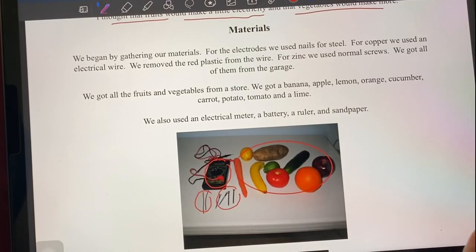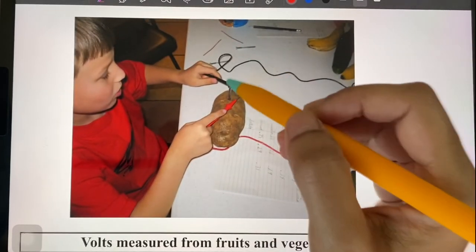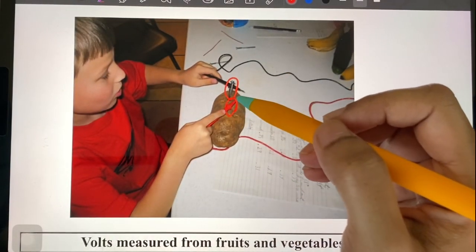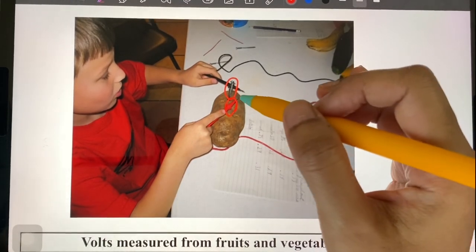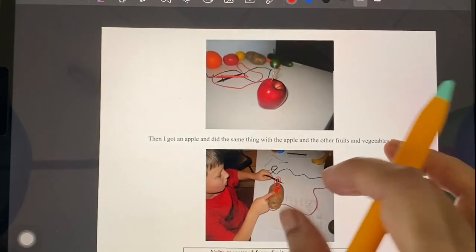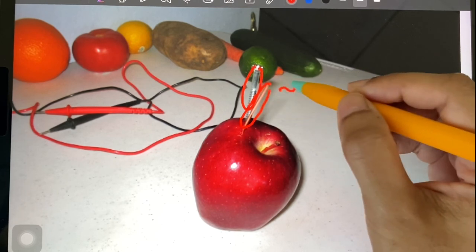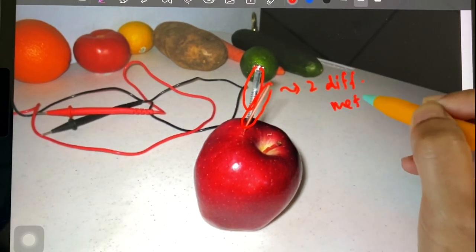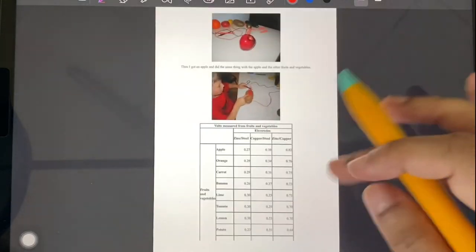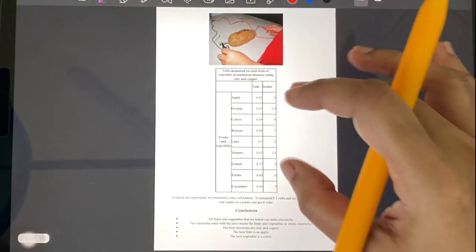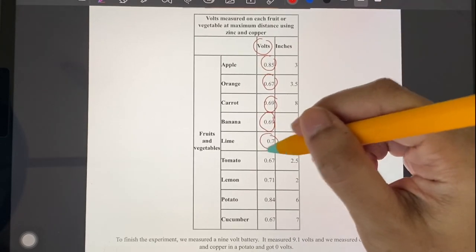Okay, so now, what happened? This boy pokes the electrode into the vegetable, in this case the potato, and then it reads how much electrical current is produced. So now you see that there are two different metals. Okay, poke inside the apple and then they measure the electrical current. So you can see here all the vegetables can produce an electric current. So they have fruits and vegetables, they have some small current.